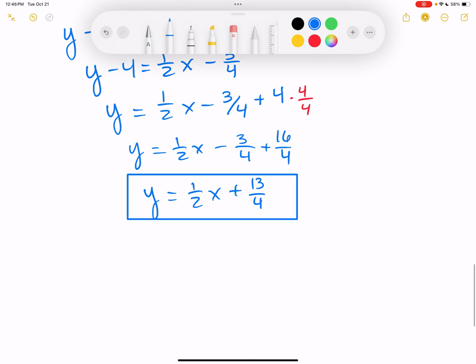Same thing. Well, sort of the same thing. Yeah, I'll do another one. 40. The point is -7, -5, and the slope is 3/4.